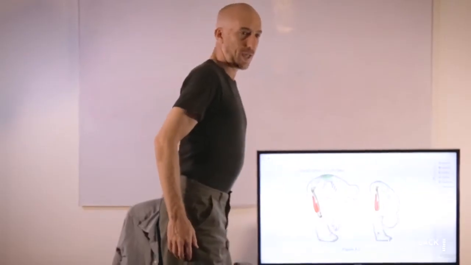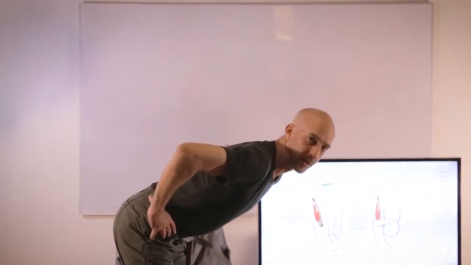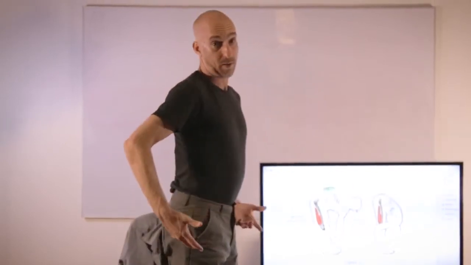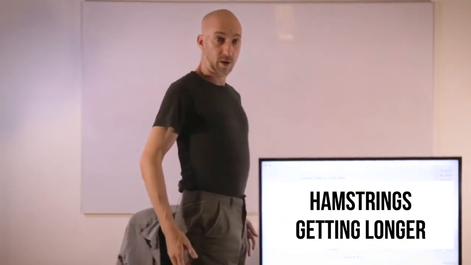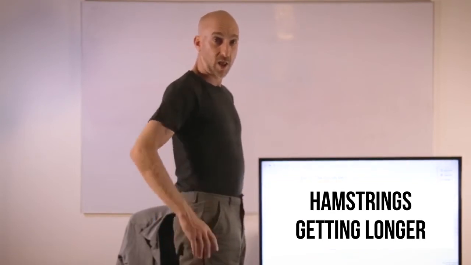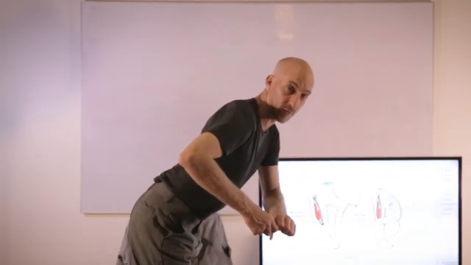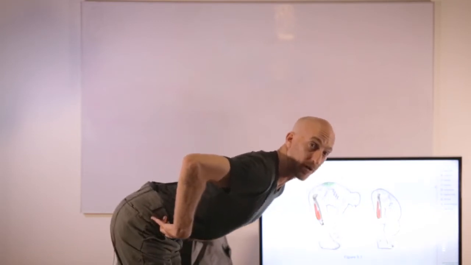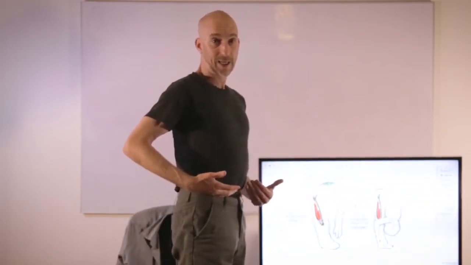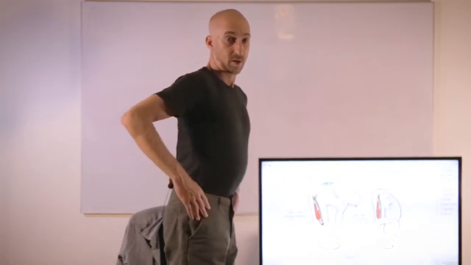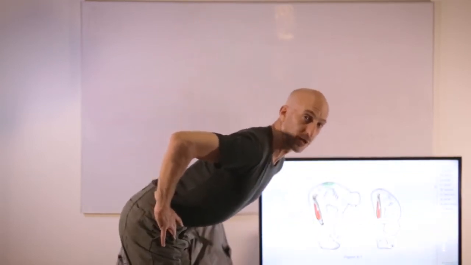Well, the only way that I can allow this to happen, or that it is happening, is that my hamstrings are getting longer. So here I am, my hamstrings are at one length, and then as I rotate forward, my hamstrings are growing, growing, growing. My pelvis is rotating as a result of that, and so in that case, it's actually okay. As long as I get my pelvic rotation, it's fine.